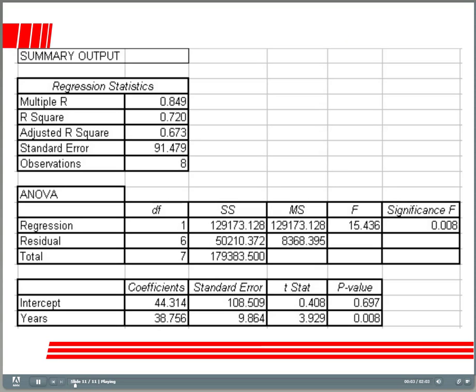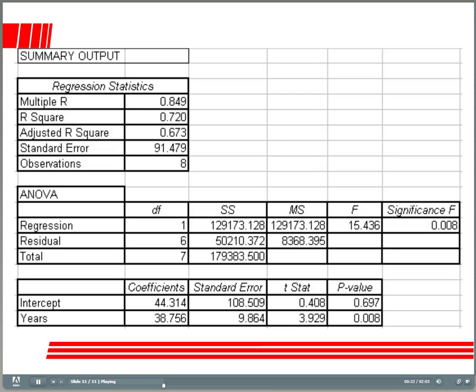Here we have the statistics from a software package that was used to complete the regression analysis. You'll see the top line shows the R value of 0.849, and this is for the stock data used in Part A. If you square that, you get R squared of 0.72. So there's a fairly strong correlation between X and Y in this data set.